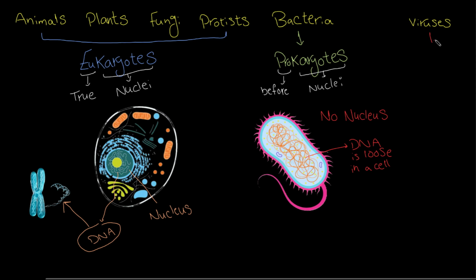Viruses, on the other hand, are neither prokaryotic nor eukaryotic. They are not made up of cells, so they are not alive. And when it comes to comparing sizes, we find that eukaryotic cells are typically larger. They tend to be 10 to 100 times the size of prokaryotic cells, while prokaryotic cells are 10 to 100 times the size of viruses.